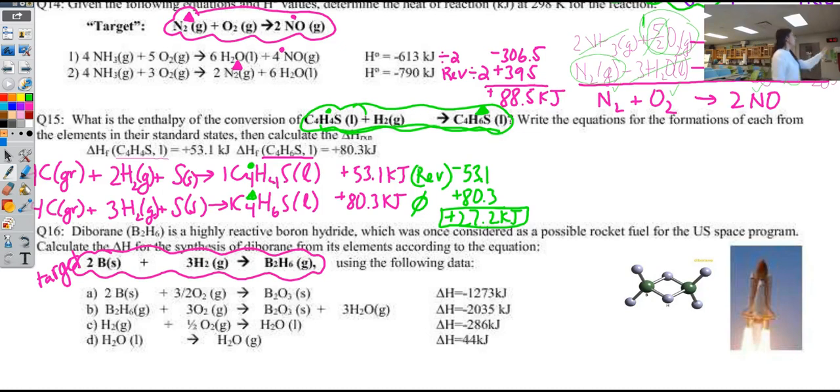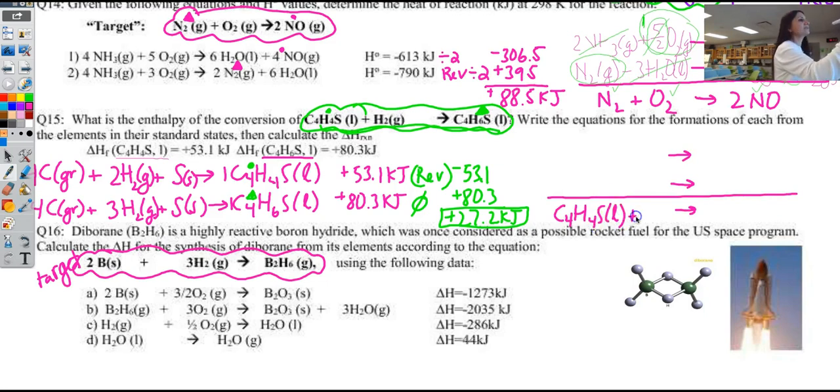Now again, what if they ask you and they say, nope, not enough, show us that the stoichiometry works? Okay, fine. So what I'm going to do is, again, I like to line up my arrows here, and then I'm going to write my target equation down here, plus my H2 gas, and it gives me C4H6S in the liquid form. Okay, so I'm going to do what I said I was going to do to each of these reactions. So this first one is simply reversed.